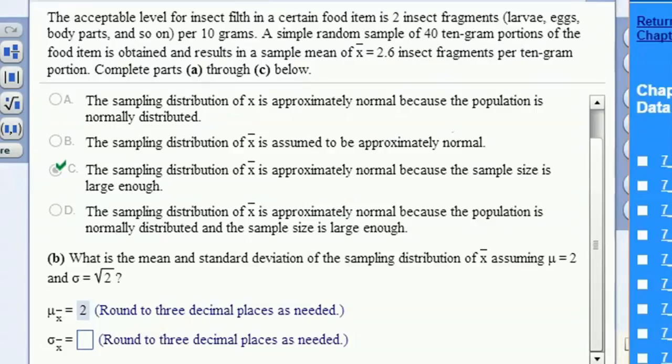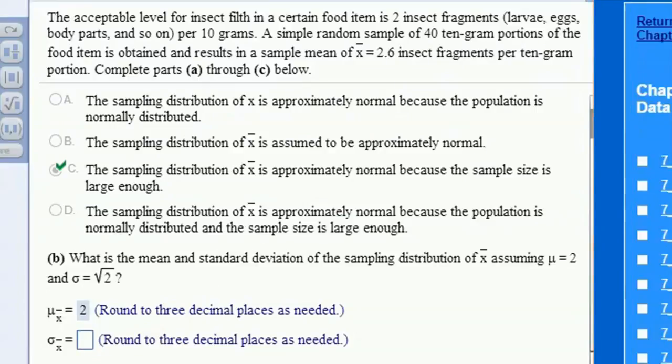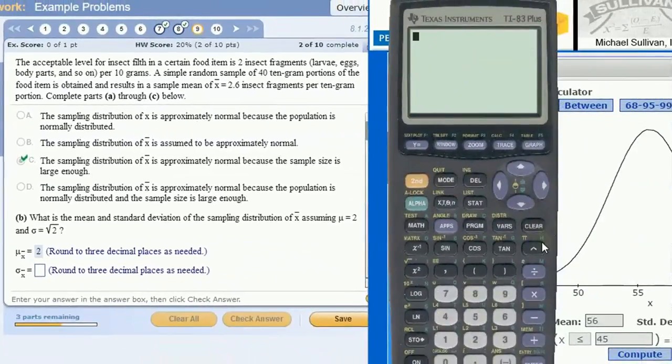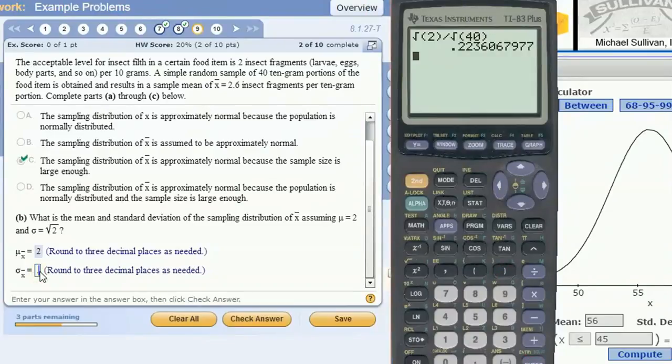And the standard deviation is going to be, the sampling distribution will have a standard deviation of the population standard deviation divided by the square root of the sample size. So that's going to come down to 0.2224, rounded to 3 decimal places.